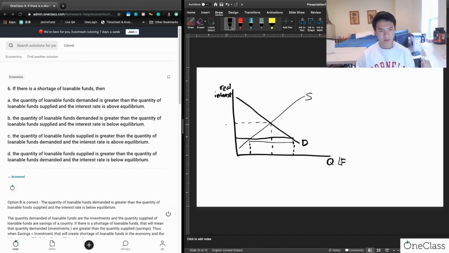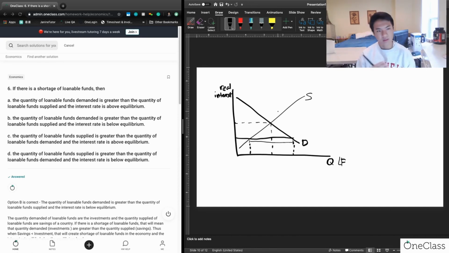B says the quantity of loanable funds demanded is greater than the quantity of loanable funds supplied, and the interest rate is below equilibrium. And I think that captures it perfectly. We have demand is greater than supply, and we also have interest rate is below equilibrium. Let's just take a look at the other ones to make sure. C says the quantity of loanable funds supplied is greater than the quantity of loanable funds demanded, and so does D, and we know that's not the case. That is what we would call a surplus, which would be up here, right? And that's not something that we deal with.